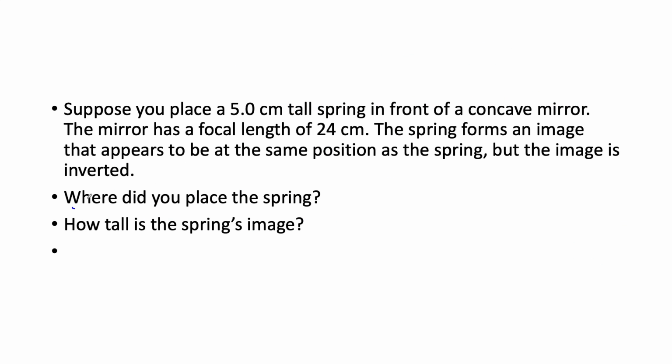Suppose you place a 5 centimeter tall spring in front of a concave mirror. So H is equal to 5 centimeters. The mirror has a focal length of 24, so F is equal to 24 centimeters. But the image is inverted, so H prime is negative. We want to figure out where we place the spring, where the object distance is, and how tall the image is. So we've got 3 pieces of information that we can figure out.